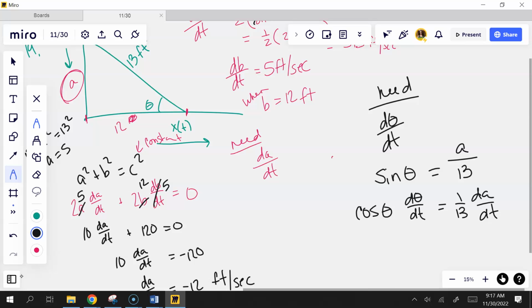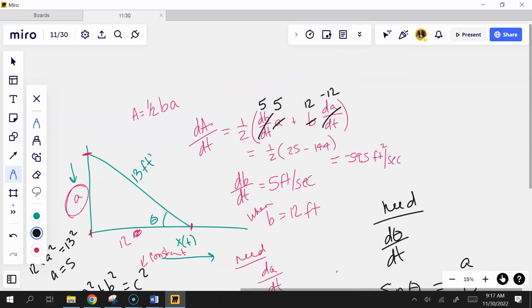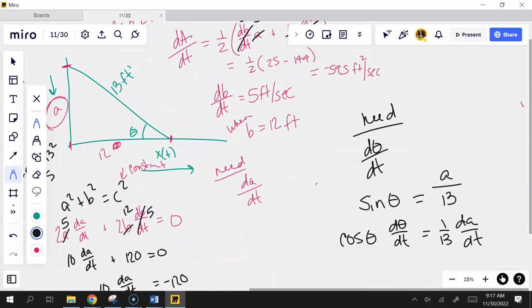Now, at this moment, could I figure out what theta is? Yes, I have enough information to figure out theta. Do you agree? At the moment when A is, what did we figure out A was at this moment? We found it's 5. Well, because it's not a constant, so whenever I take the derivative, I need that rate of change in there. But the 13 was a constant, and it's not going to change, so that's why I did that. So if I multiplied by dB/dt, I would be multiplying by 0, which is okay.